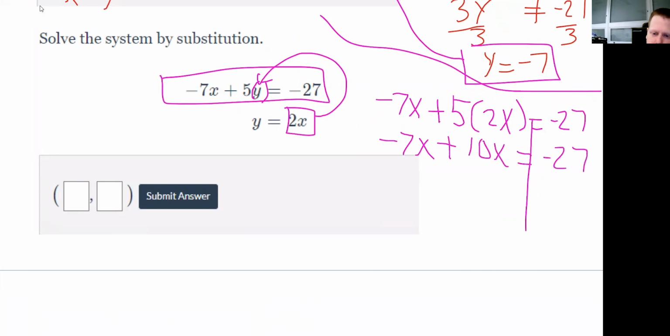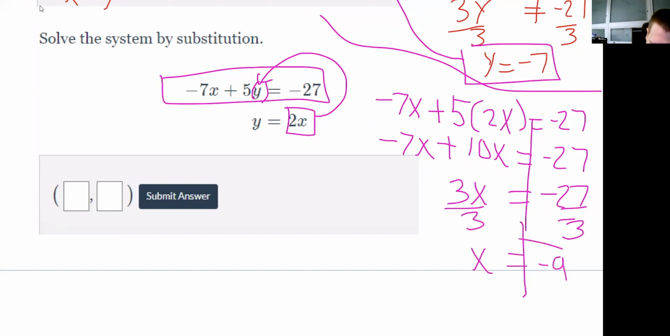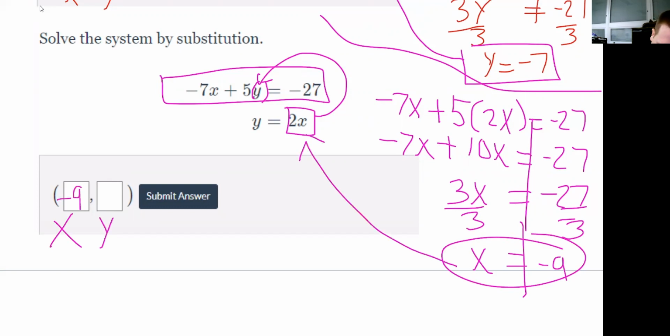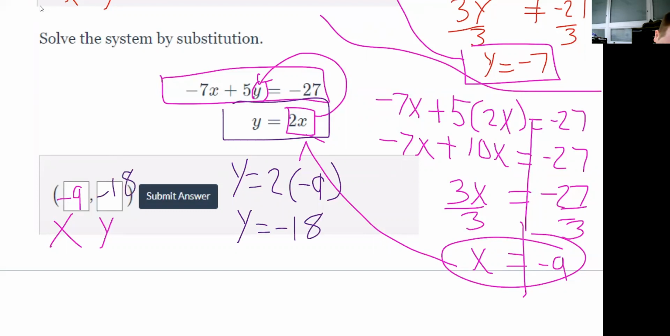Since these x's are on the same side, you can combine like terms. Negative 7 plus 10 would be positive 3. So you have 3x. Then just divide by 3. You'll get negative 9. So that's your x. Remember, it always goes x and y, so that's going to be your first answer. Then we can plug it into this bottom equation to solve for our y. So we would have y equals 2 times negative 9. If you work that out, that would be negative 18. That's going to be kind of how substitution is going to look like.